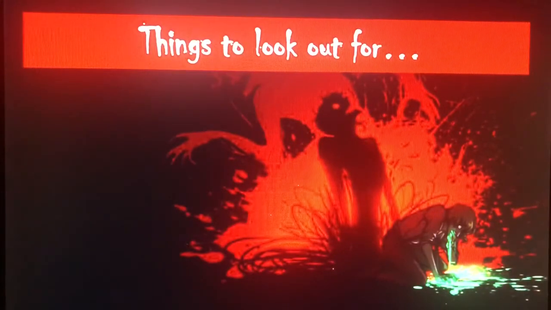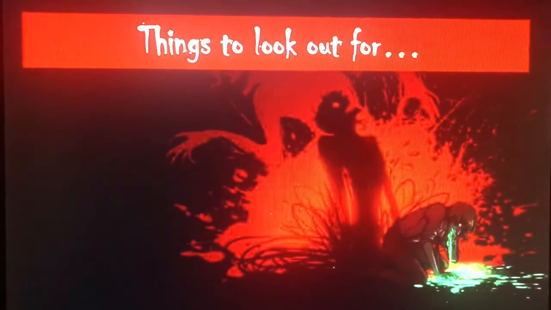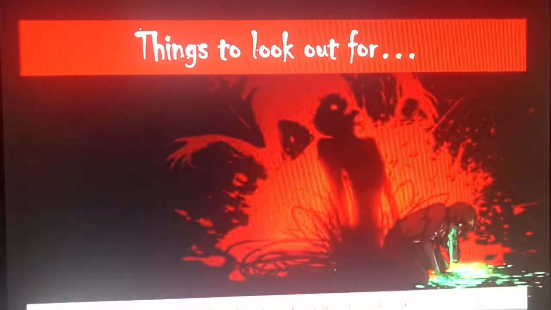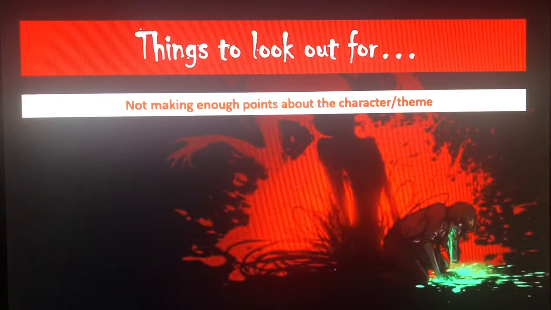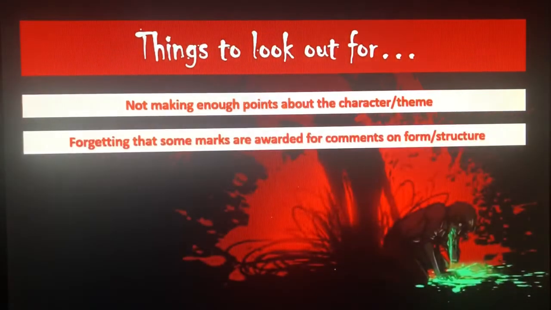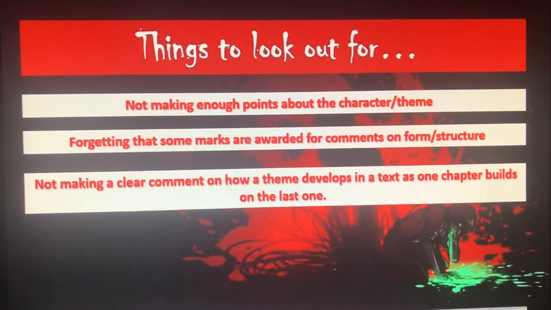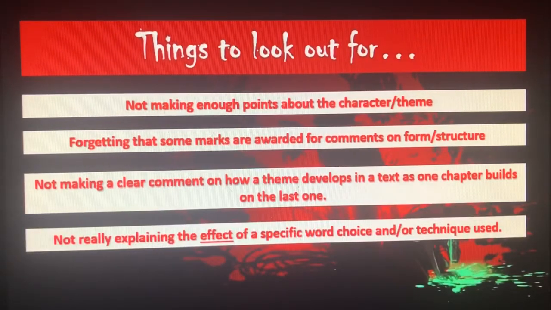Some common errors then that I've learnt by reading different exam answers that might be present in your work. Not making enough points about the character or theme. That includes simply not using enough evidence in each paragraph you write. Forgetting some marks are awarded for comments on form and structure. Not making a clear comment on how a theme develops in a text as one chapter builds on the last one.